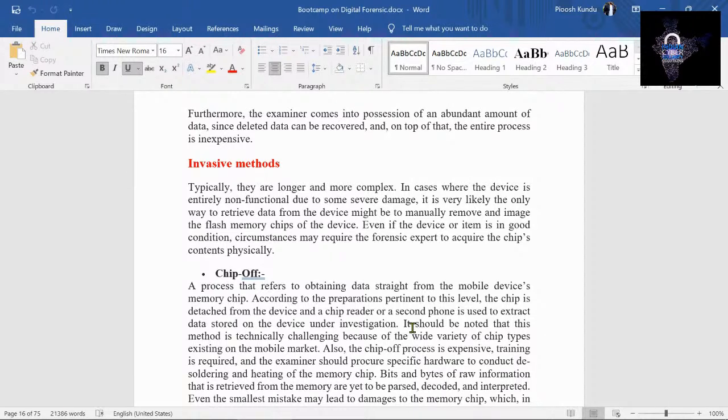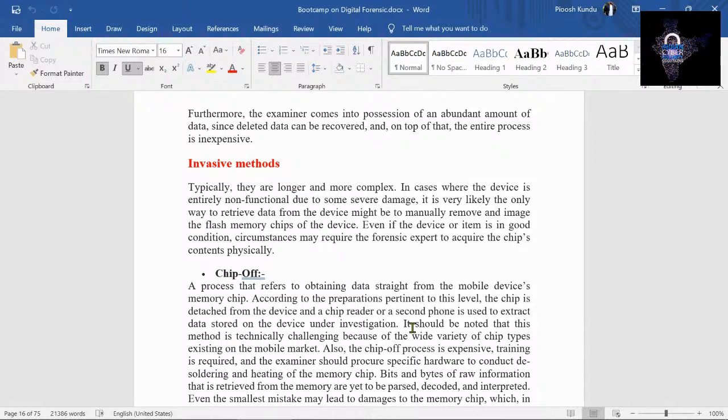It should be noted that this method is technically challenging because of the wide variety of chip types existing in the mobile market, and the chip-off process is also very expensive. Training is required, and the examiner needs specific hardware to conduct the desoldering and heating. The memory chip's bits and bytes with the raw information are retrieved from the memory and yet to be parsed, decoded, and interpreted.